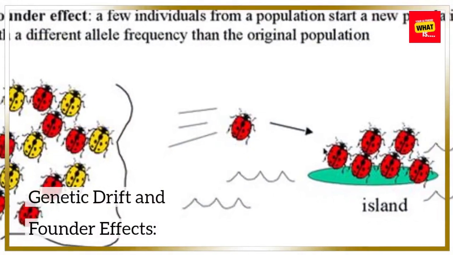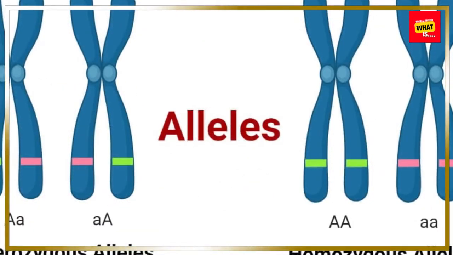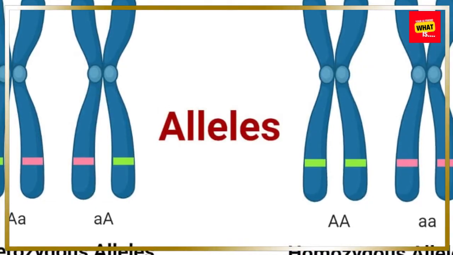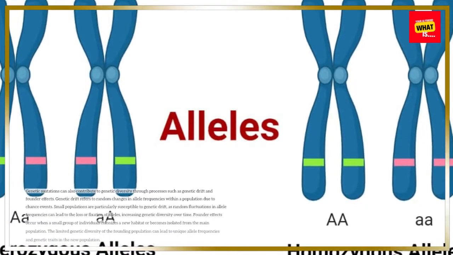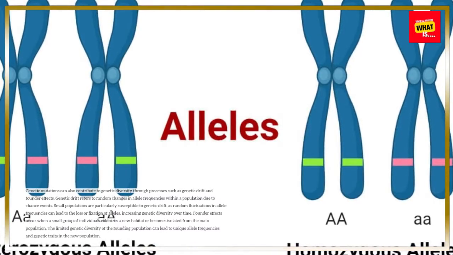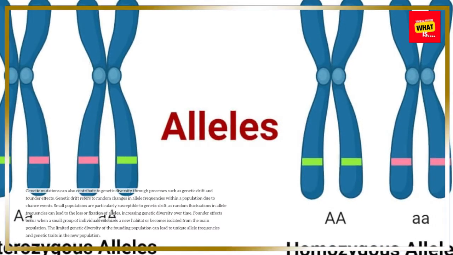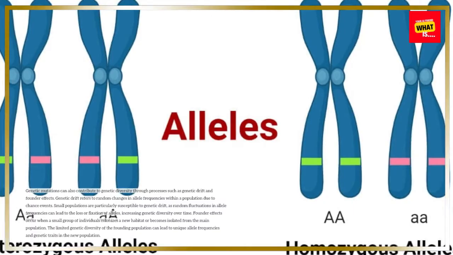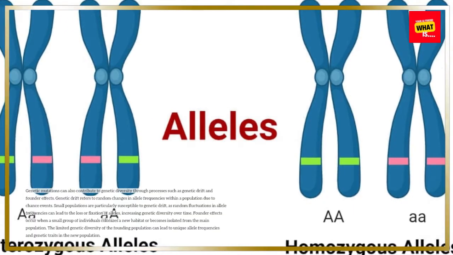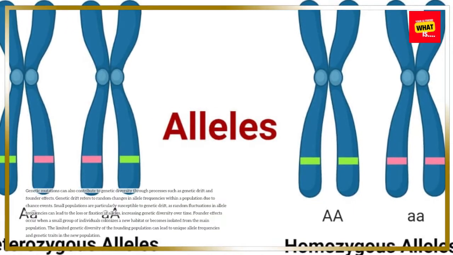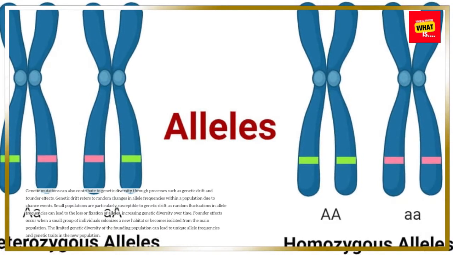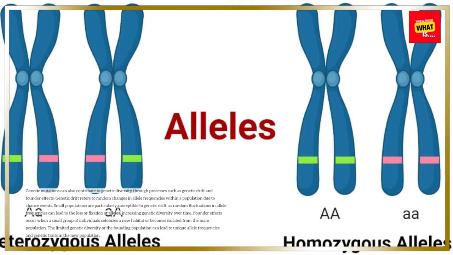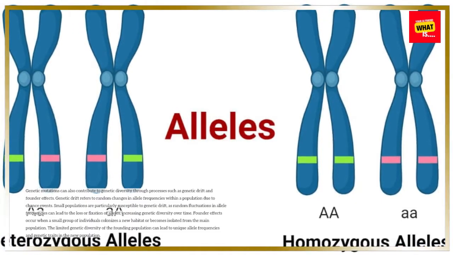Genetic drift and founder effects. Genetic mutations can also contribute to genetic diversity through processes such as genetic drift and founder effects. Genetic drift refers to random changes in allele frequencies within a population due to chance events. Small populations are particularly susceptible to genetic drift, as random fluctuations in allele frequencies can lead to the loss or fixation of alleles, increasing genetic diversity over time.